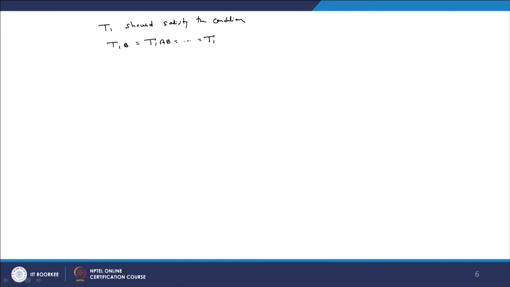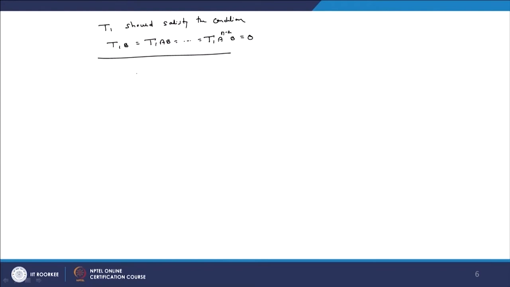So, t1 a raised to n minus 2 into b. Now by means of some transformations, we have got the conditions for t1, and here we write this as z equals to tx. So z dot equals t into x dot, and here t x dot is t times ax plus bu.